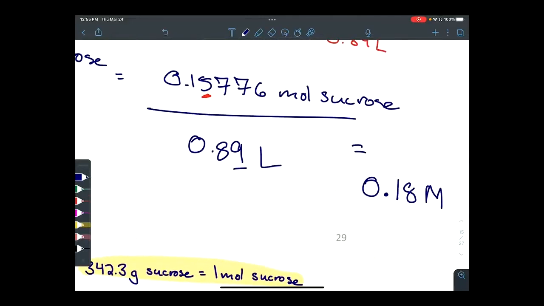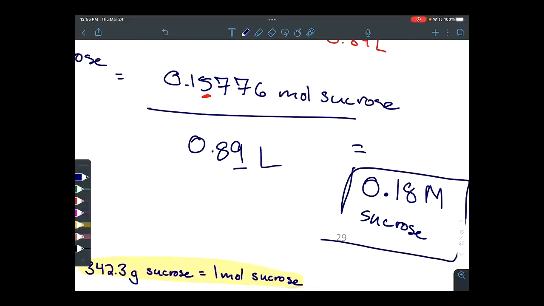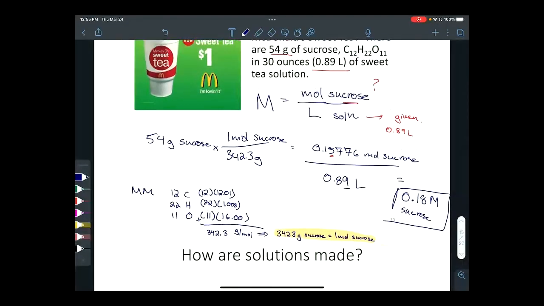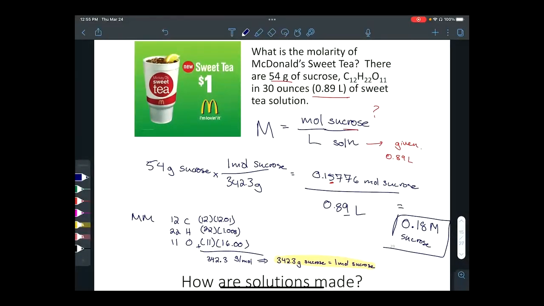So it's 0.18 molarity sucrose. I just like to say what it is, so there's no confusion about what we're talking about. All right, so see how I did that?